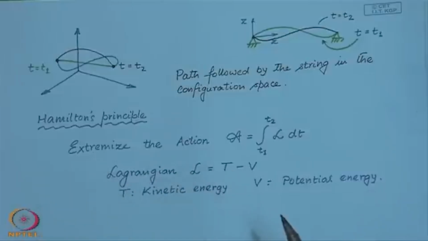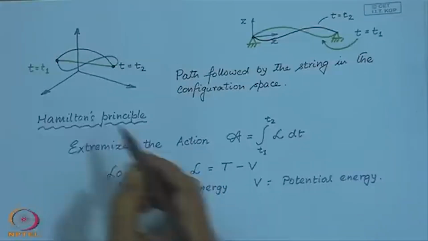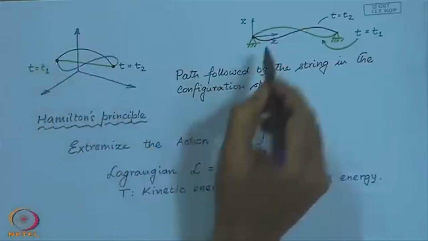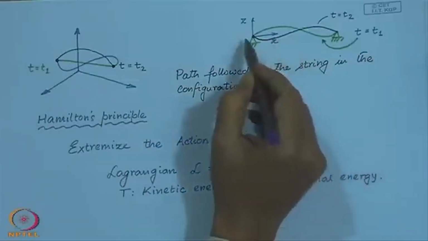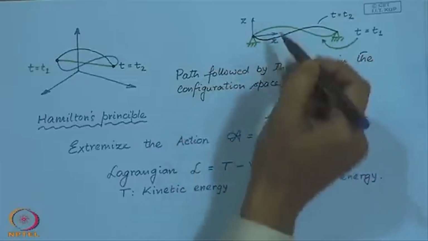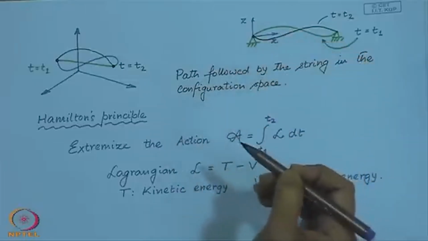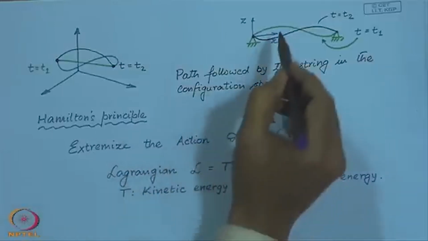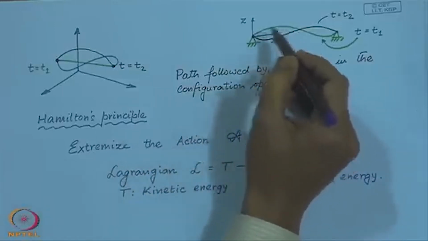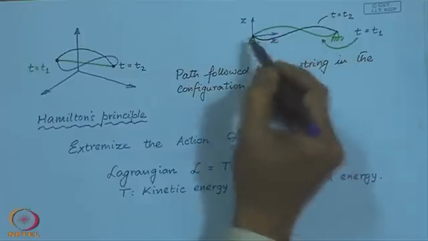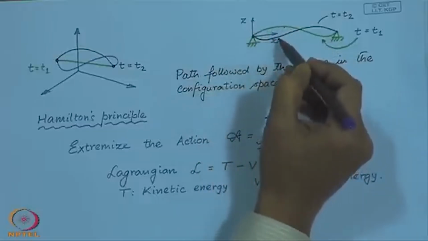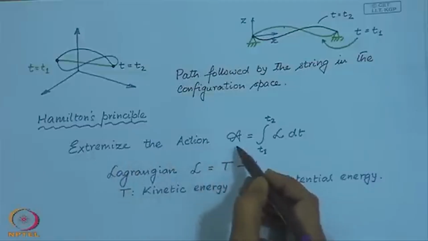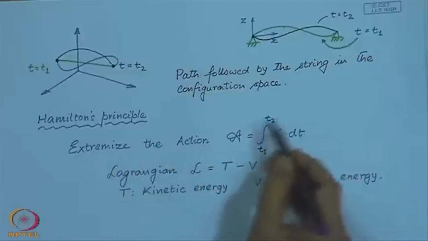So, to reiterate, we have observed two configurations of the string and we have not observed the intermediate configurations, how it went from configuration 1 to configuration 2. But this principle says that the path taken by the string, or the intermediate configurations attained by the string in moving from configuration 1 to configuration 2, extremizes the action which is defined in this manner.